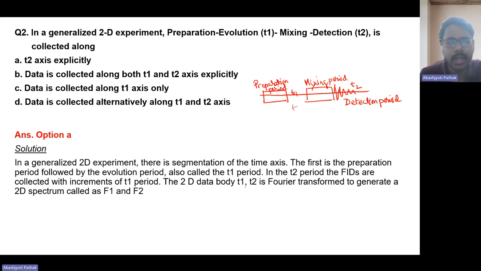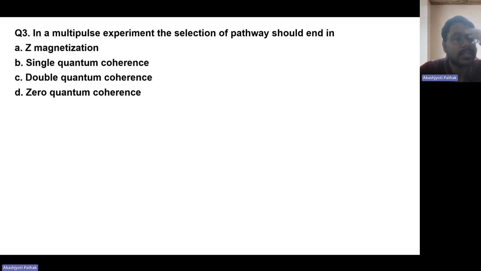The 2D data, T1 by T2, is Fourier transformed to generate a 2D spectrum with F1 and F2. So this is the F1 axis, and this is the F2 axis. We have two frequency axes. Now try to answer this question. In a multipulse experiment, the selection of pathway should end in: Z magnetization, single quantum coherence, double quantum coherence, or zero quantum coherence.